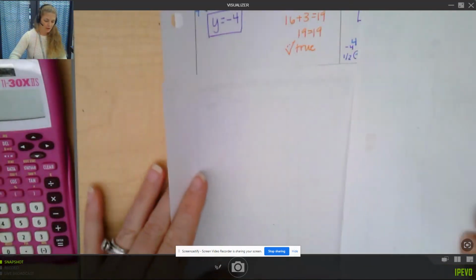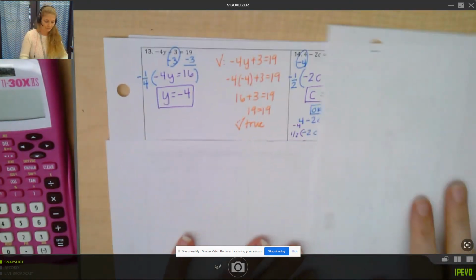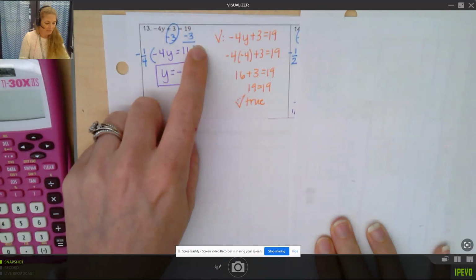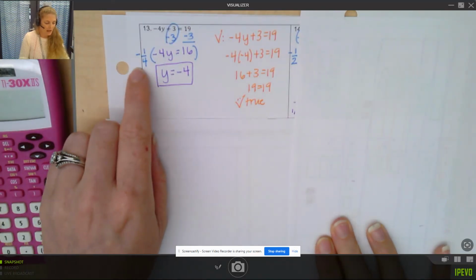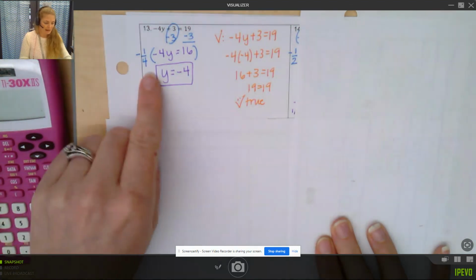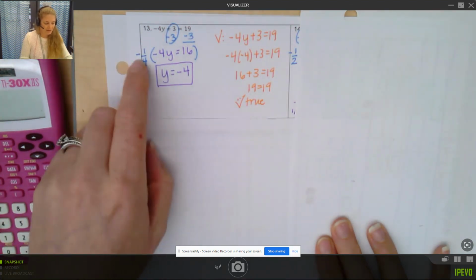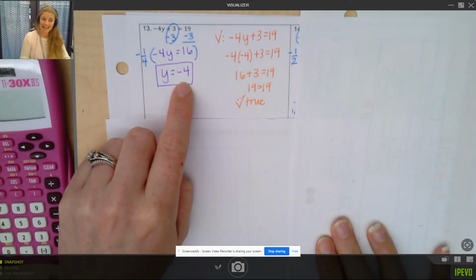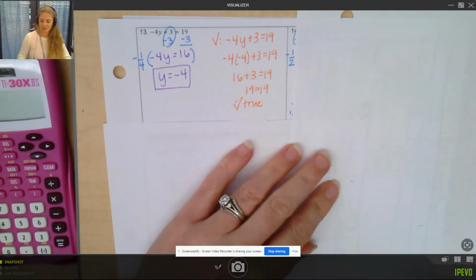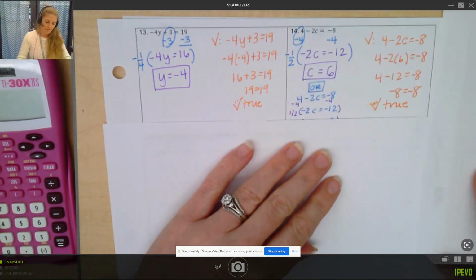Okay, let's take a look. 13. We should have gotten negative 4 as our answer. Subtracted 3 from both sides to undo adding 3. Multiply both sides by the reciprocal or multiplicative inverse of negative 4, which is negative 1/4. Negative times a negative is a positive. Negative times a positive is a negative. Careful with your negatives there. And I showed you your check even though you didn't have to do it because it was an odd.